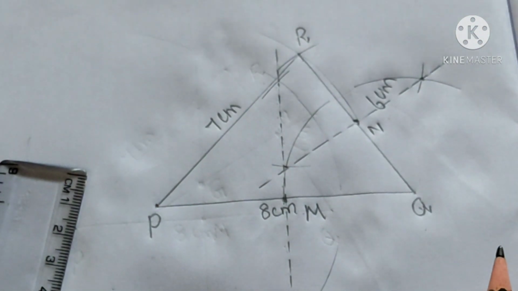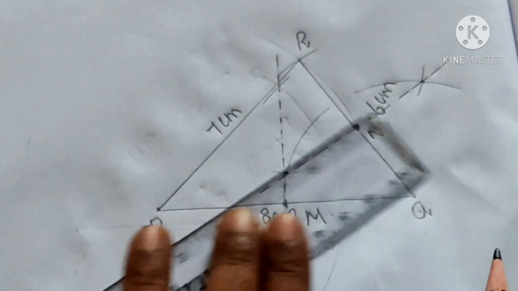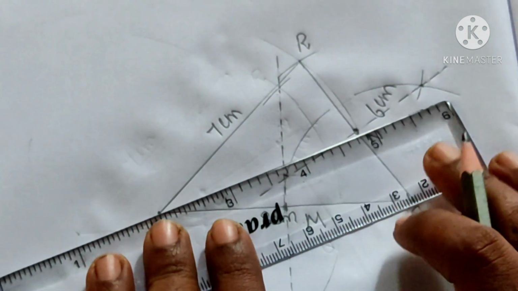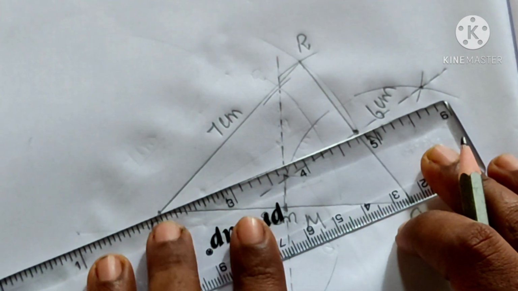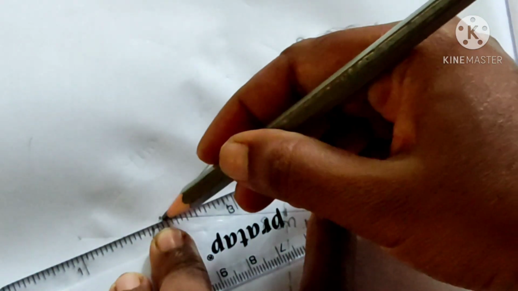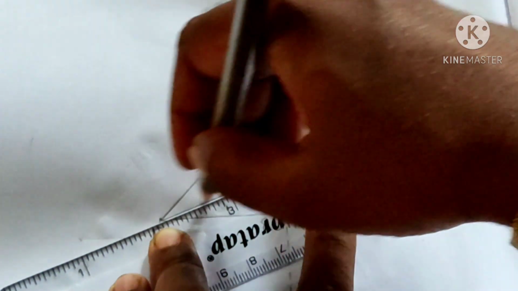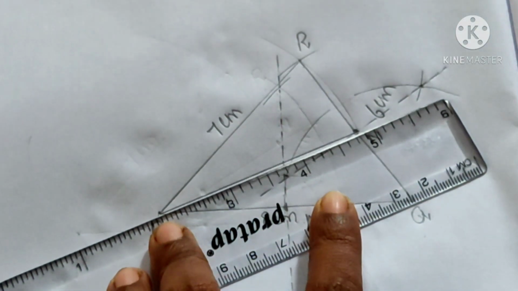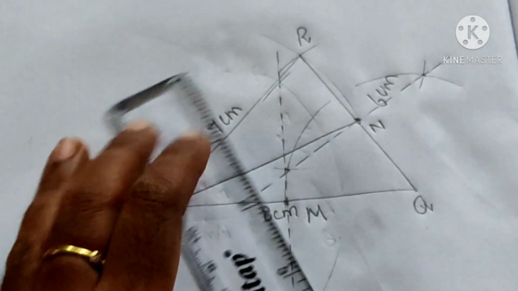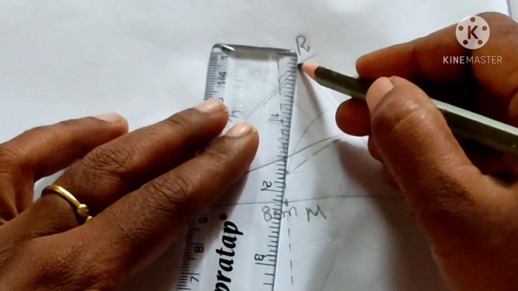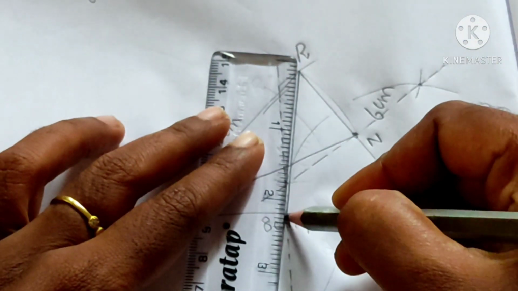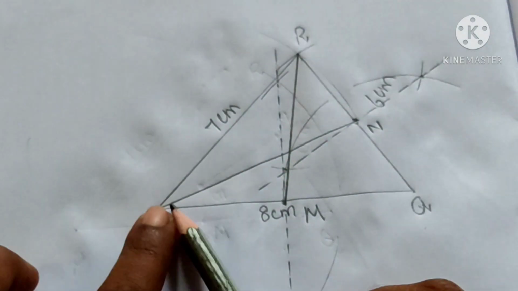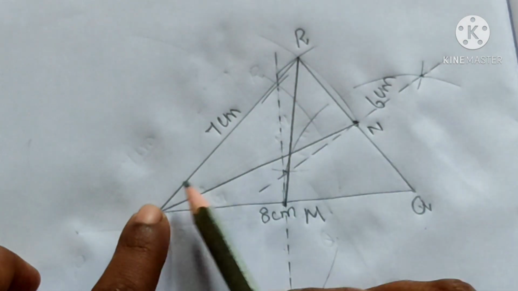Step 5. Draw the medians PN and RM. PN, P to N, you draw the line. So P to N you draw the line, and R to M you draw the line. Okay, this is the median line.